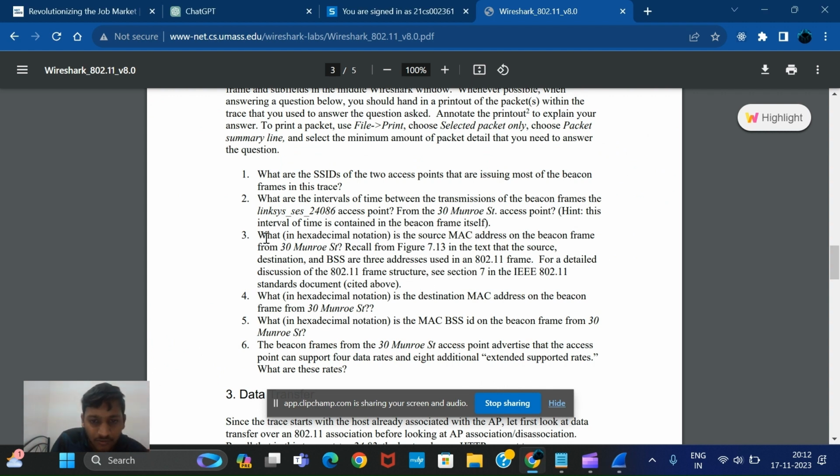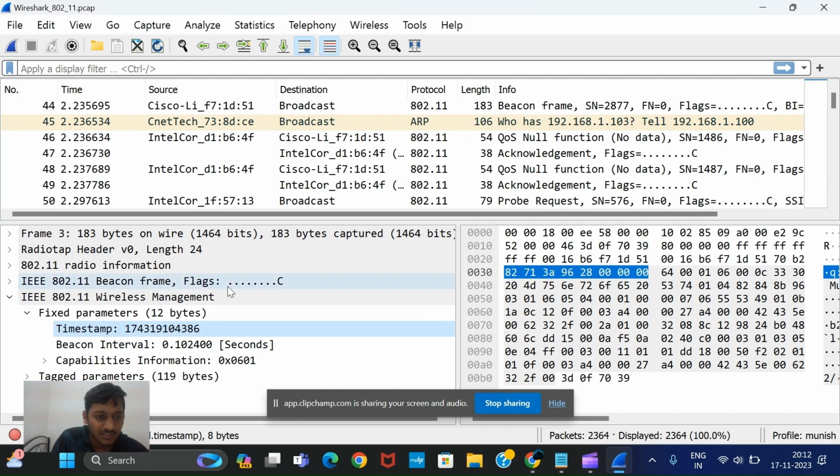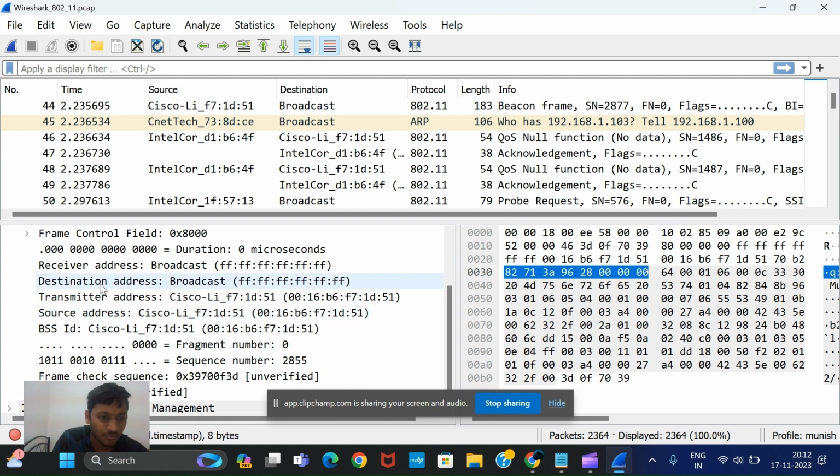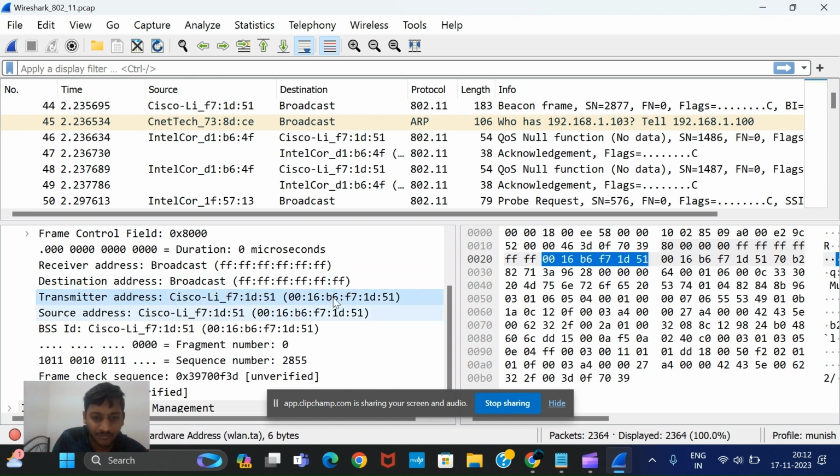And here the third is: what is the source MAC address on the beacon frames from 30 Munroe St? Recall from figure 7.1 in the text that the source, destination and BSS are three addresses used in the frame. Here they are asking for the MAC address. For the MAC address, go to IEEE 802.11 beacon frame. Here you may see destination address, transmitter address. A transmitter address means source. This is the MAC: 0016B6F7. And the hex codes are here, you may see 0016.